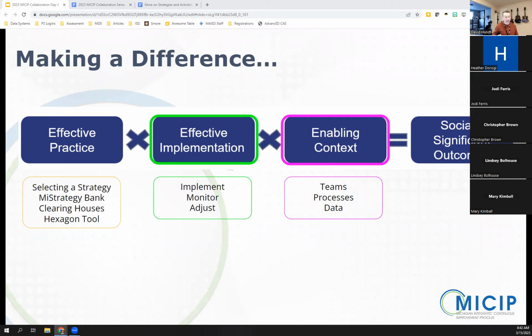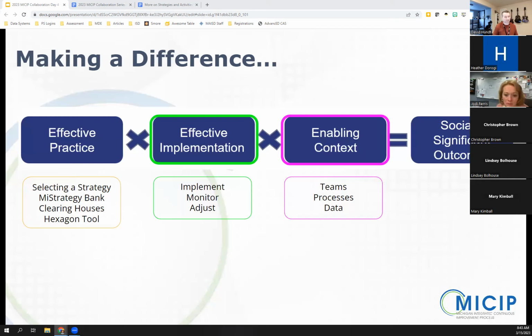right? Without these things combining together, we could probably make slow progress. But if we want to make those socially significant outcomes, that means those big gains that we're probably looking for in those areas, then we really need all three of these things. Effective practice is really the kind of thing we're talking about today. Those are the strategies and the activities about how we put those in place. And then effective implementation is making sure that we're putting it in place the way that we should, and we're monitoring it and making adjustments.